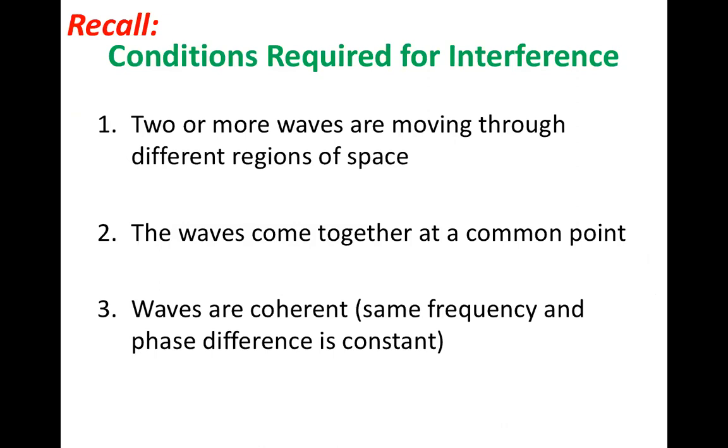Okay, and just one more thing to recall before we move on to Young's double slit experiment and the new stuff. What were the conditions required for this type of interference pattern? We had to have the two or more waves moving through different regions of space. The waves come together at a common point, and waves are coherent, same frequency, and phase difference is constant.